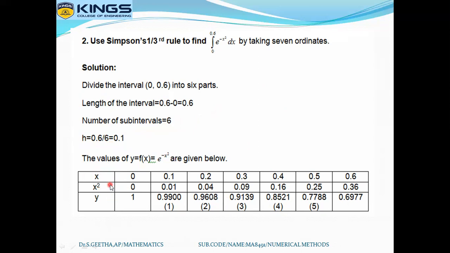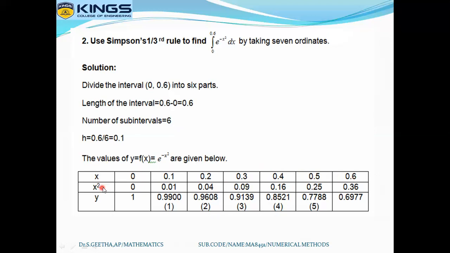First, we write the values of x. The lower limit is 0, so we start from 0. With this 0, we add h, 0.1. With this 0.1, add h. By adding the value of h, we write the values of x up to 0.6 because this is the upper limit in the problem.